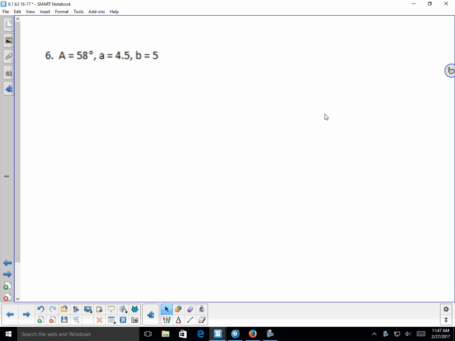Okay, so for this one, we're going to set up and use law of sines. And as we're trying to solve this triangle, we're going to try and find out, well, is there no triangle possible, one triangle, or two triangles? So when we set this up, we're going to write this as what? Mary, how should we set this up?